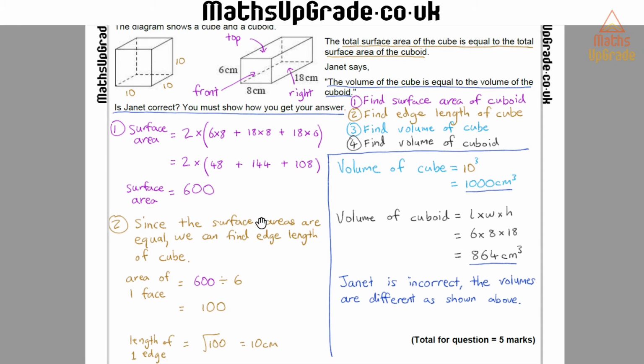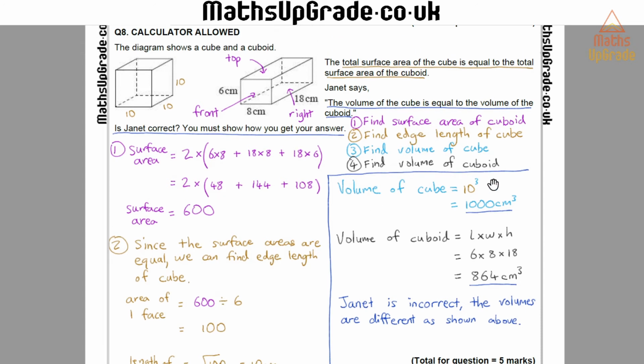Now that I know the length of each edge of that cube, I can find the volume of it, since the volume is given by length times width times height. So that is 1000 centimeters cubed. Similarly, I'm going to find the volume of this cuboid, which I could have done right at the start, and that gives me 6 times 8 times 18, which is 864 centimeters cubed.